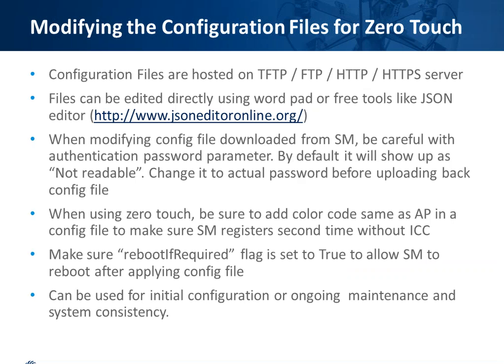When you modify it, be careful of the authentication password. By default, it's not readable, it's masked, but you change it to an actual password, and then when it gets uploaded, it's masked again. When you're using Zerotouch, make sure the color code is the one that you want to attach to the right AP. Then when the radio applies the config and reboots, it'll register using the correct color code and not the installation color code. And always make sure the reboot if required flag is on to allow it to reboot after applying that config file. Now this can be used for either the initial configuration or for ongoing maintenance.